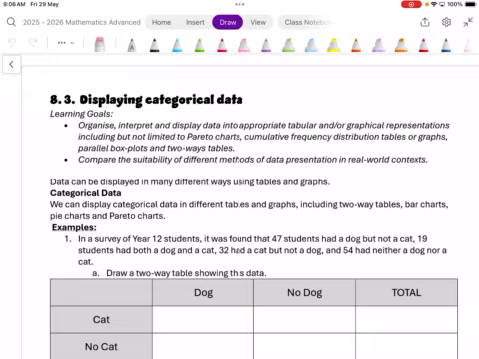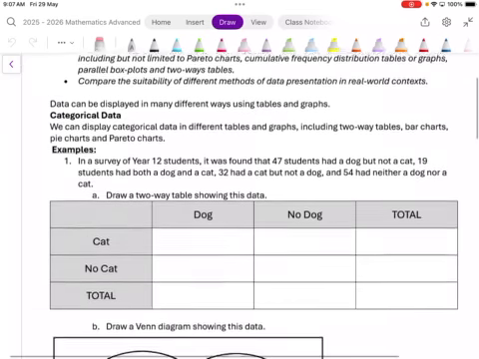So we can display it in tables and graphs, including two-way tables, bar charts, and Pareto charts, as well as pie charts. Okay, Pareto charts is something that comes up in the HSC. It's also common content with standard, and it is something that you're expected to do. So that will be the main focus because we already are quite good at two-way tables and Venn diagrams.